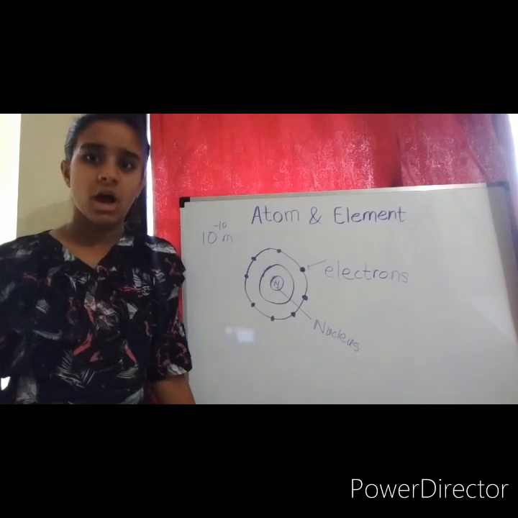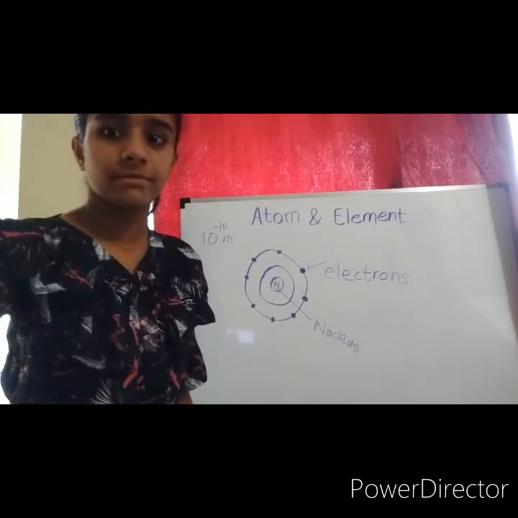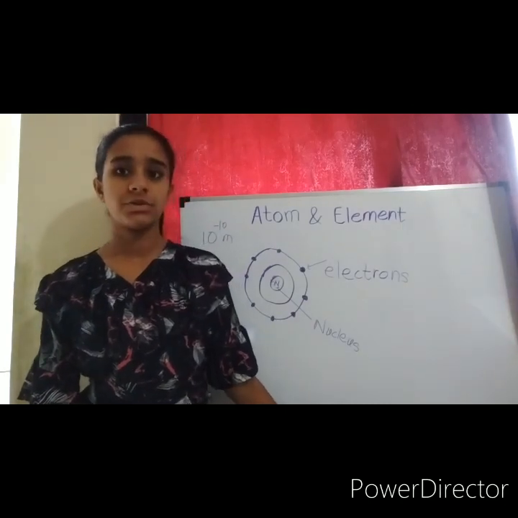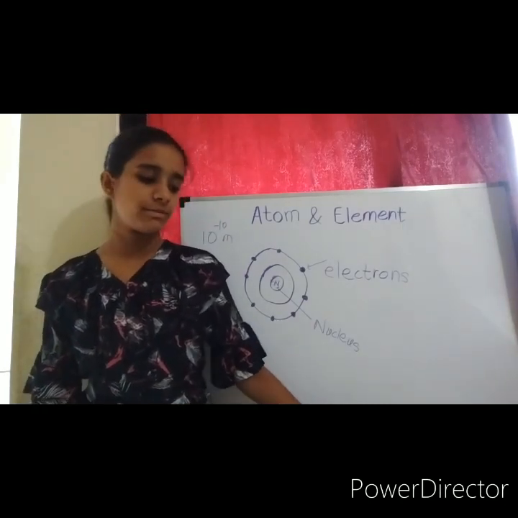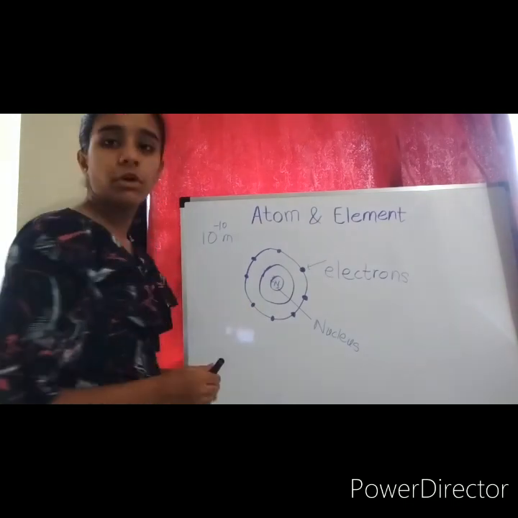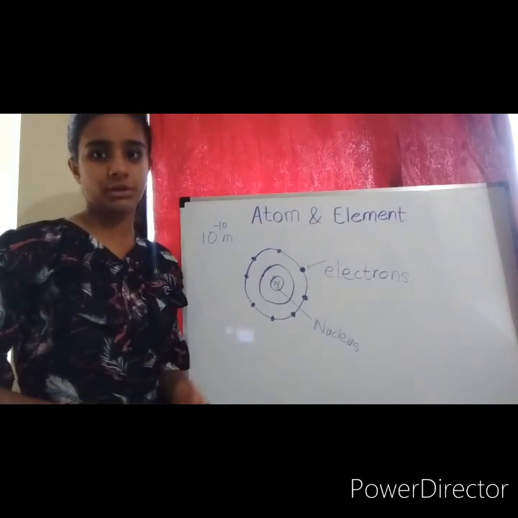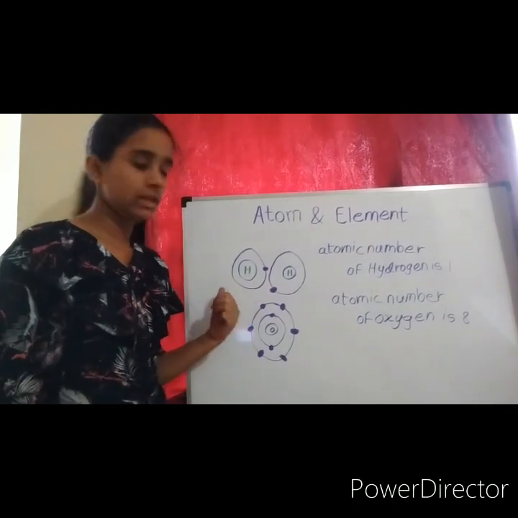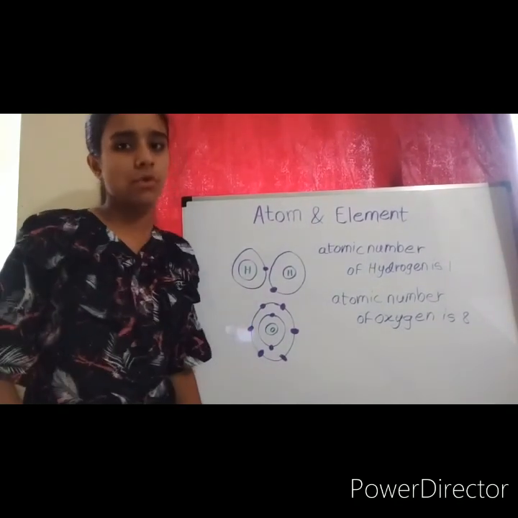Can you tell how compounds form? Compounds are formed by the chemical attraction of different elements. For example, H2O means water. Now we see how H2O is formed.